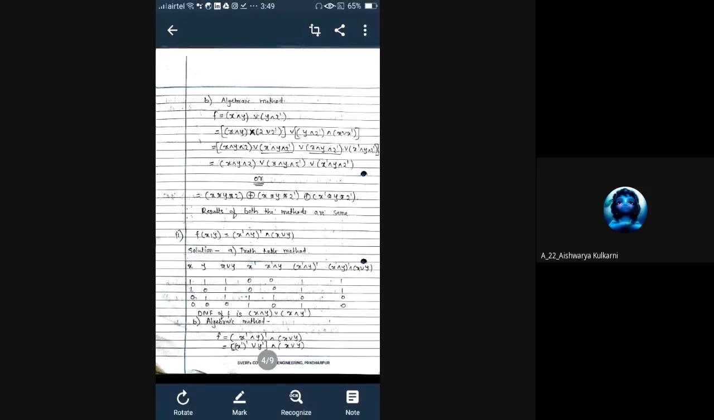Now we can compare these two results. So again x and y and z is x and y and z, x and y and z complement, x and y and z complement, x complement and y and z complement, x complement and y and z complement. Means we got the same results by using both the methods. So here we can say that whatever result we got is correct. So in this way we can solve these examples using truth table as well as by the algebraic method.